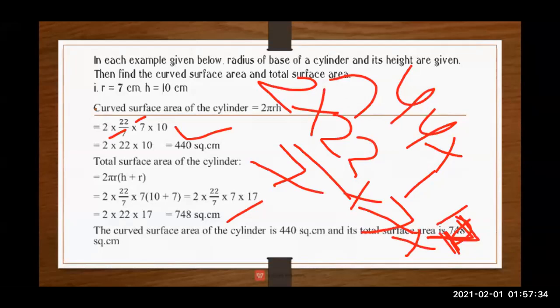What is given? The curved surface area of the cylinder is 440 square centimeter and the total surface area of the cylinder is 748 square centimeter.